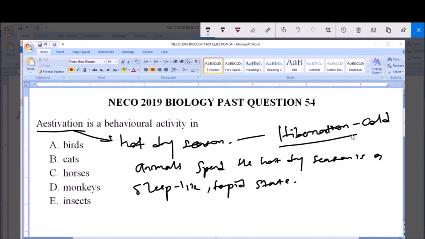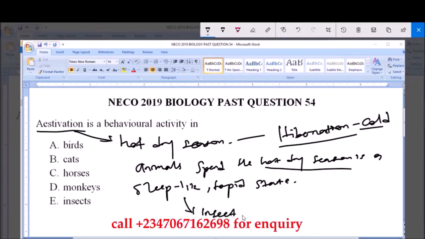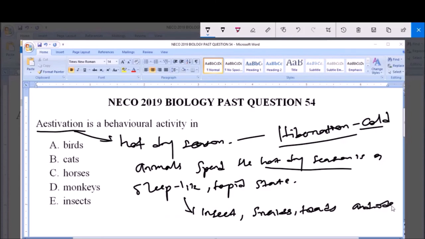During hibernation, the animal goes into an inactive state during the cold season. But estivation is during the hot dry season. And estivation is mostly a behavioral activity of insects, snakes, toads, and rodents. So they go into a sleep-like or torpid or inactive state during the hot dry season.